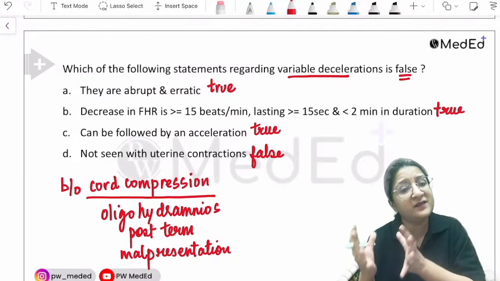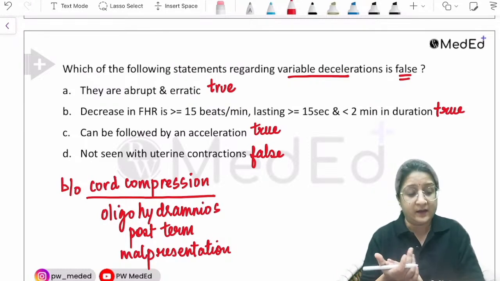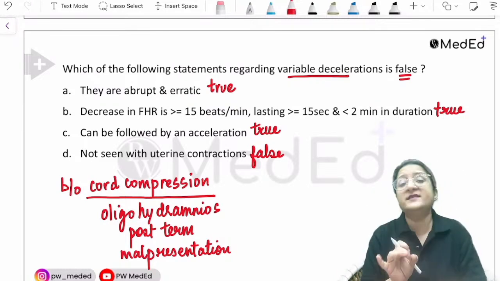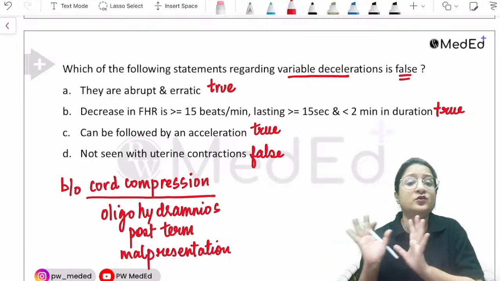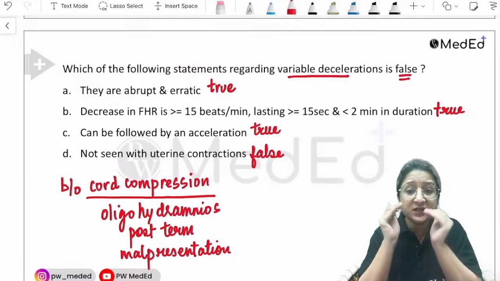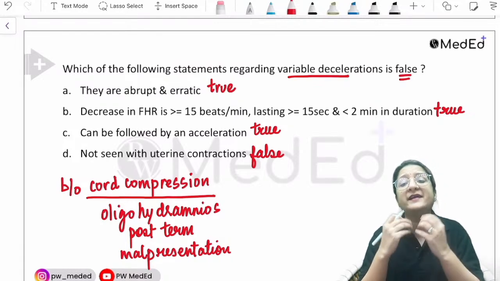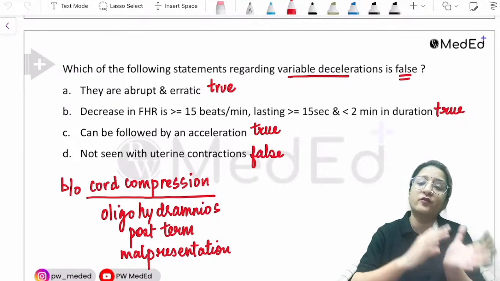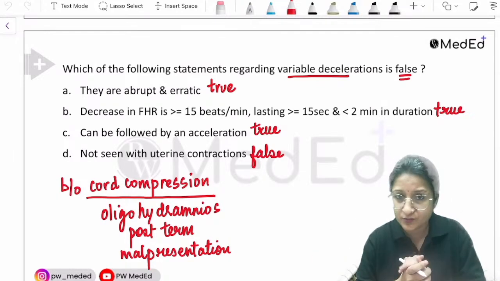So they can be seen with uterine contractions as well. That is why in this question, not seen with uterine contractions is a false statement. The true statement would have been that they are not related per se to contractions. They can come before, after, or with the contractions.